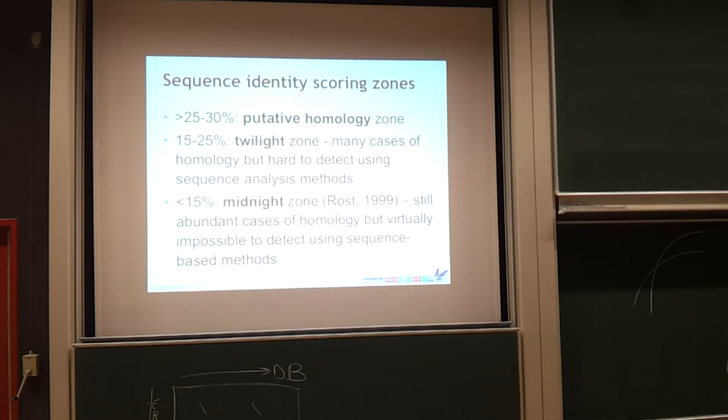Then there is the zone under that, called the midnight zone. You're in the darkness. There is still a lot of biology to find, but no way anymore to find it. The statistics don't give you any degree of confidence anymore. If you had a structure, you might have seen something. It's structure related. Remember, structure is more conserved than sequence. But this is a hard case, and a lot of biology is still here. What we try to do, with next generation technology, is get into this area and be able to say more. The midnight zone is defined as 10% or even lower.